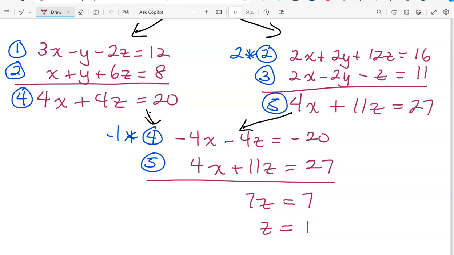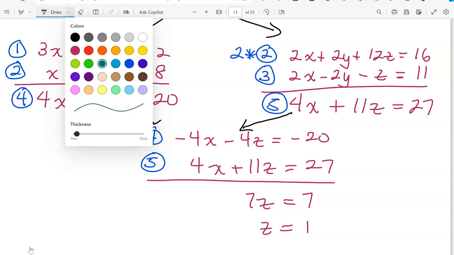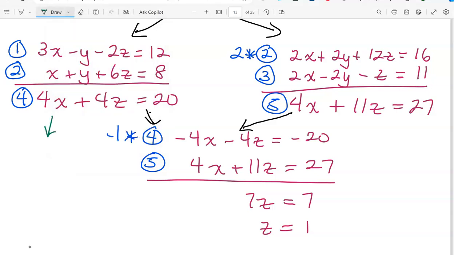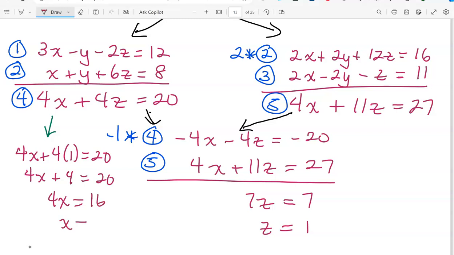And from this point, what we can do is now work our way back upward. So you'll notice that the previous two equations, 4 and 5, have only two variables in them. So we can choose one of them. I'll just choose equation number 4 here, and I'm going to replace the z value with 1. So 4x plus 4 times 1 is equal to 20, and that gives us 4x plus 4 is equal to 20. Subtracting 4, 4x is equal to 16, and dividing by 4, x is 4. Now we have two of the variables, and we just need the value of y.